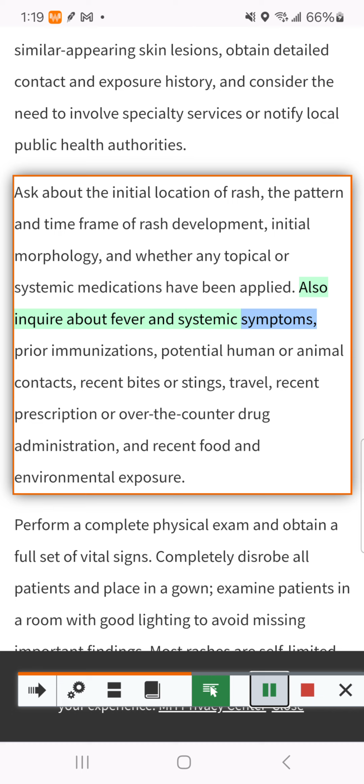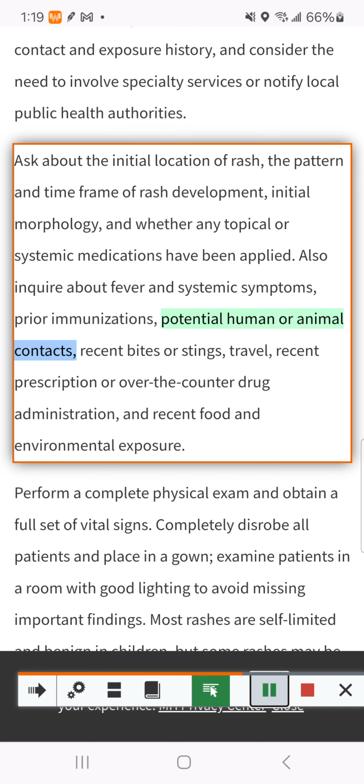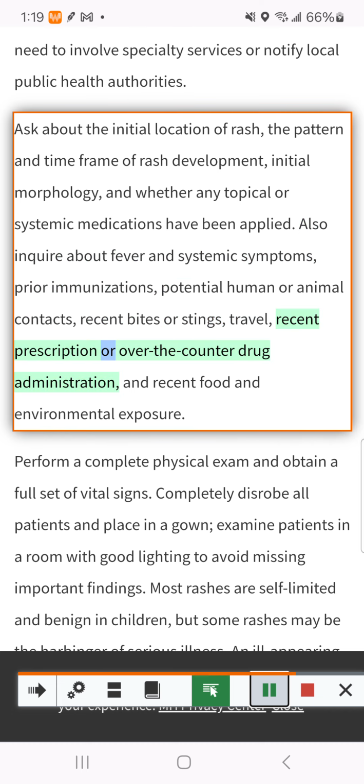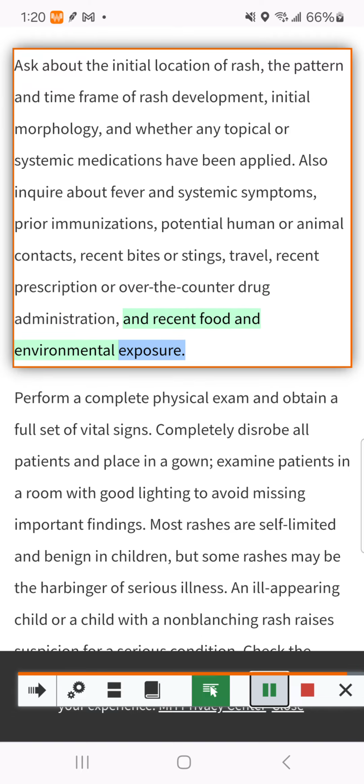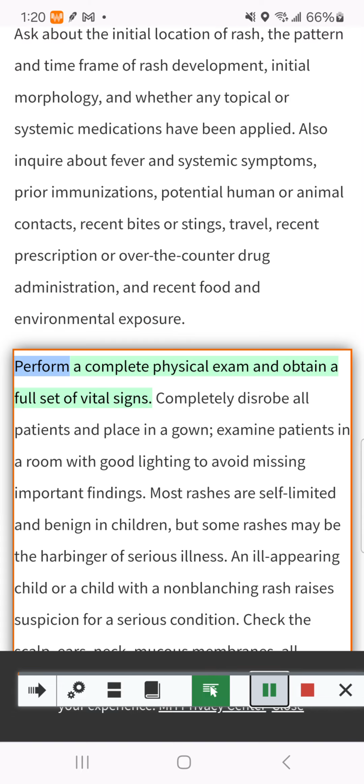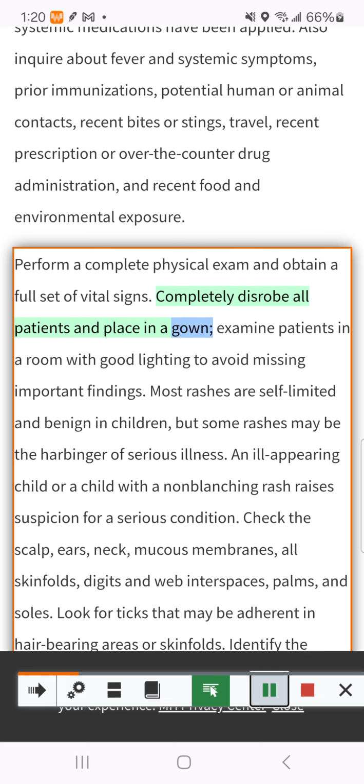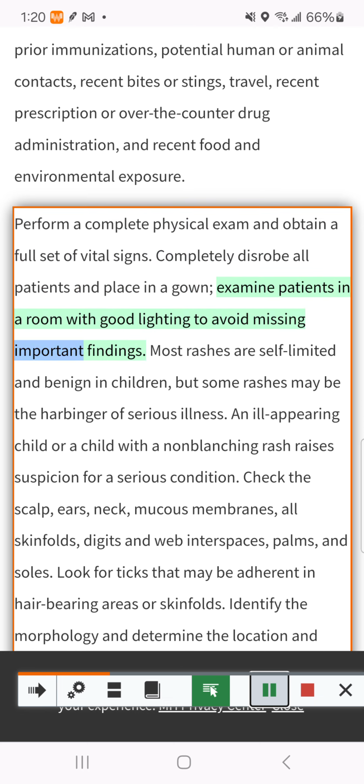Also inquire about fever and systemic symptoms, prior immunizations, potential human or animal contacts, recent bites or stings, travel, recent prescription or over-the-counter drug administration, and recent food and environmental exposure. Perform a complete physical exam and obtain a full set of vital signs. Completely disrobe all patients and place in a gown. Examine patients in a room with good lighting to avoid missing important findings.